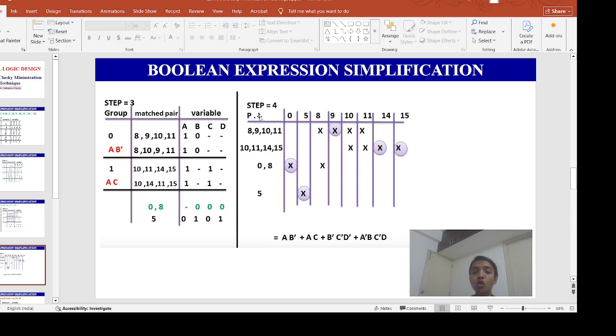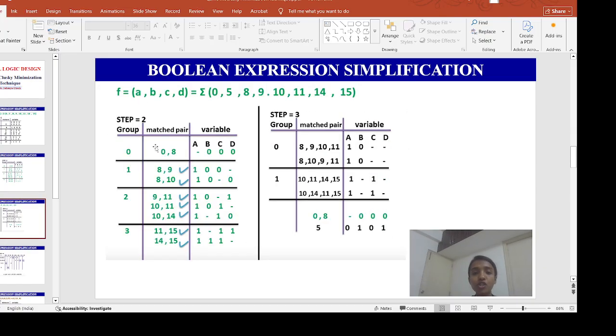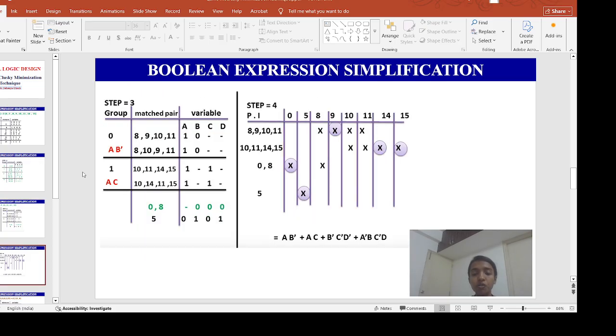Okay. These are prime implicants. These are my A, B bar and A, C. These are my prime implicants. Now in step 4, we have to make a table where in the left column we have to put the prime implicants: 8, 9, 10, 11, this 10, 11, 14, 15, 0, 8 and 5. And this is your original Boolean expression. If you remember, this is your original Boolean expression, right?